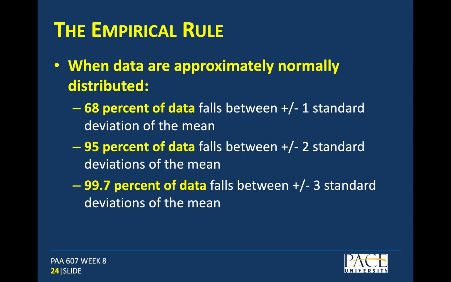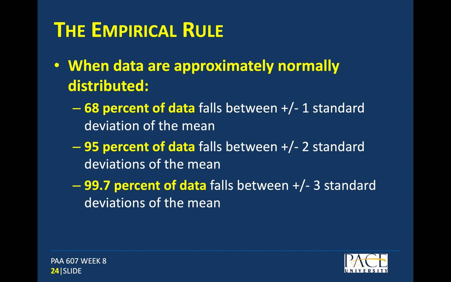So the empirical rule says that when data are approximately normally distributed, which is what we talked about last time, 68% of our data lives between plus and minus 1 standard deviation of the mean. 95% of our data falls between plus and minus 2 standard deviations of the mean. And that's what we mentioned last week. 99.7% of our data falls between plus and minus 3 standard deviations of the mean.